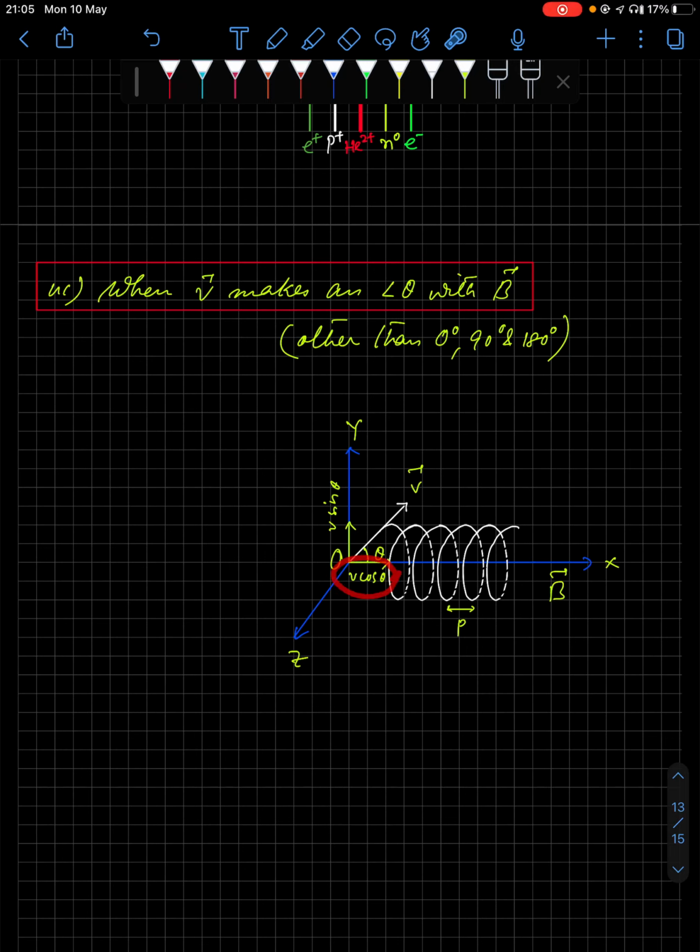The component v cos theta of the velocity vector will propel the charge in the forward direction, that is, in the direction of the magnetic field. The component v sin theta of the v vector will try to give the charged particle a circular path. So the combined effect is a helical path. You see, this is a helix.